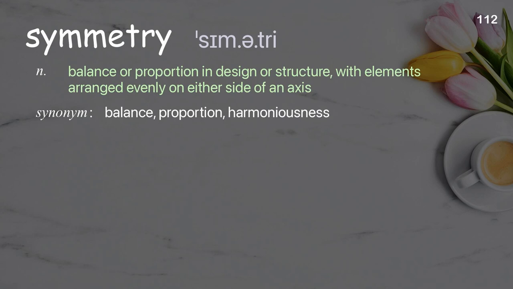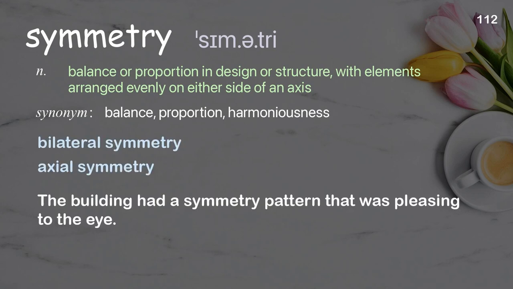Symmetry. Balance or proportion in design or structure, with elements arranged evenly on either side of an axis. Examples. Bilateral symmetry. Axial symmetry. The building had a symmetry pattern that was pleasing to the eye.